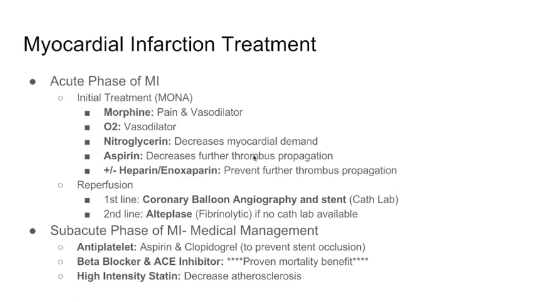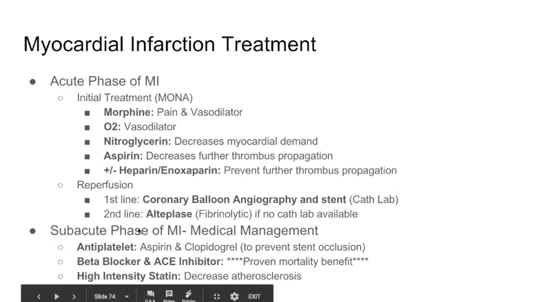So you've stabilized the patient. Now, what are you going to do about this occlusion in their coronary artery? What you want to do is reperfuse this coronary artery. The first line is you take them to the cath lab, so you give them a stent in their coronary artery. If you do not have a cath lab that is available, you give them alteplase, which is a fibrinolytic, to break the clot. So this is the acute phase of the myocardial infarction.